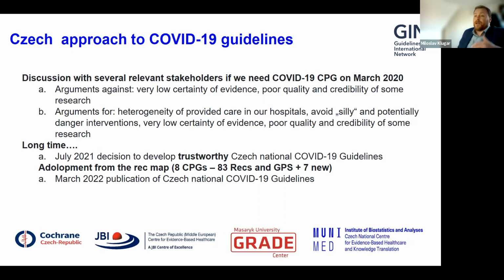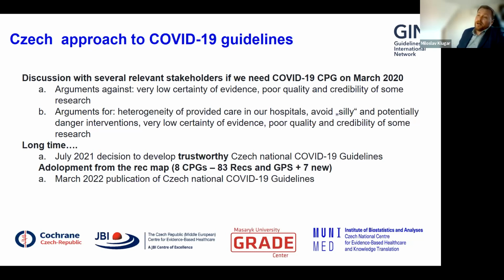Well, then it was quite a long time. Within this long time, there were developed several statements of professional societies rather than real guidelines. And finally, in July 2021, the decision was made to develop the trustworthy national COVID-19 guidelines. To this, I would say better late than never, and I'm glad that this decision finally came.